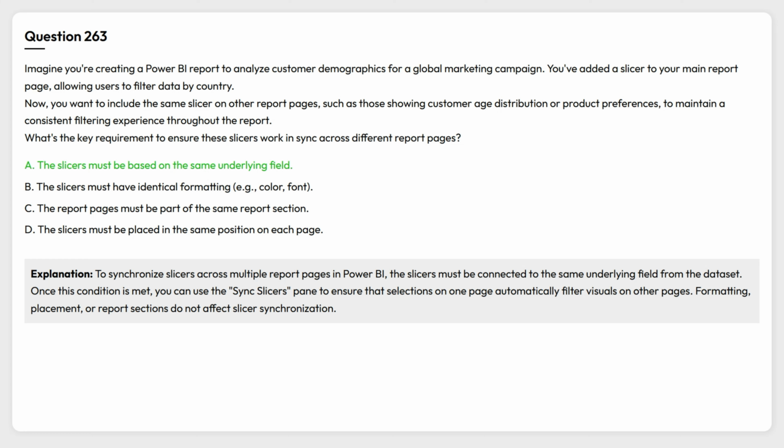To synchronize slicers across multiple report pages in Power BI, the slicers must be connected to the same underlying field from the dataset. Once this condition is met, you can use the Sync Slicers pane to ensure that selections on one page automatically filter visuals on the other pages. Formatting, placement, or report sections do not affect slicer synchronization.